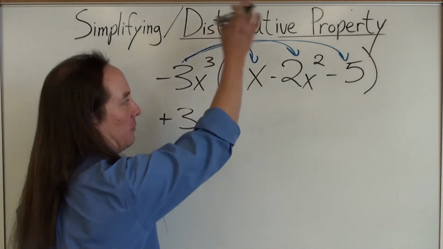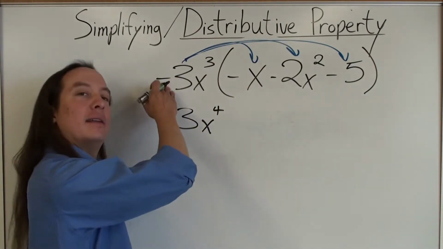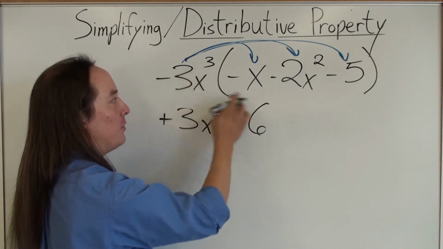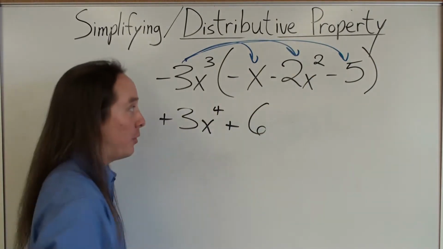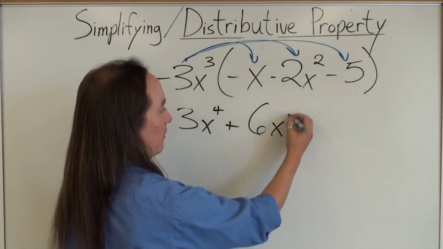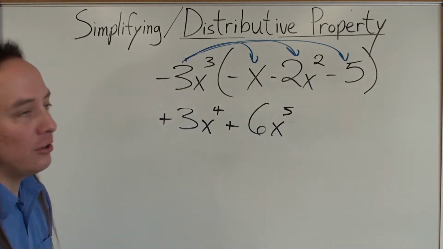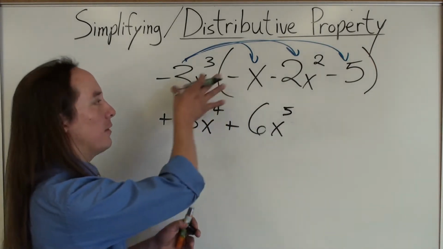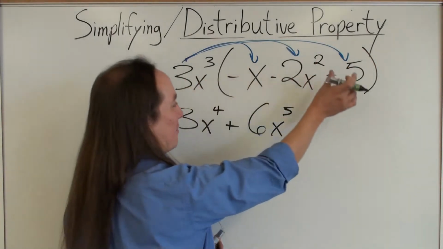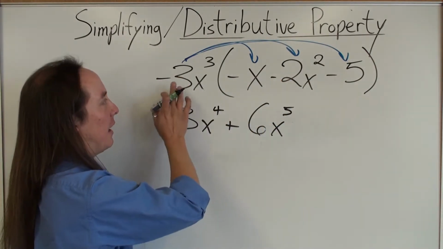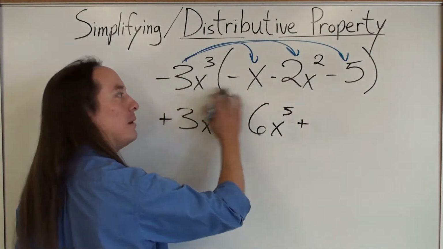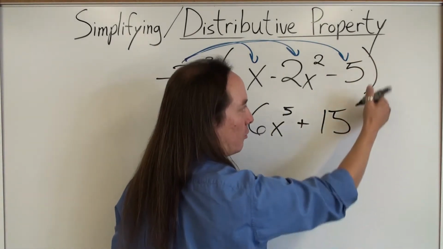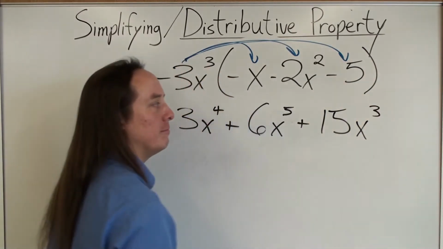Now let's do this term times the next term, starting with the signs. Negative times a negative is a positive. 3 times 2 is 6. X cubed times x squared, we just add the exponents when we're multiplying exponents. So it'd be x to the 5th. 3 and 2 is 5. Okay, so that's that term. Now we do it again. First term times the minus 5. Starting with the signs, negative times a negative is a positive. 3 times 5 is 15. And x cubed times nothing over here, no variables, I just bring down the x cubed.